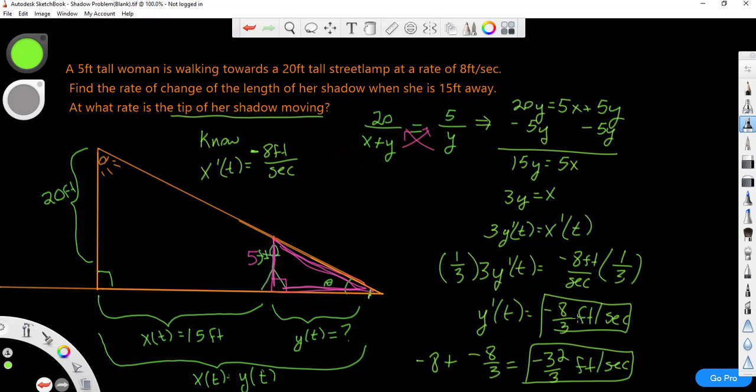So we have two answers. We have one that gives us the rate at which her entire shadow is changing, and then this one, which tells us how the tip of her shadow is changing in relation to the light post, which is why we added this rate of change to this rate of change.